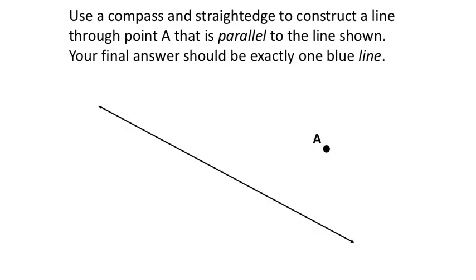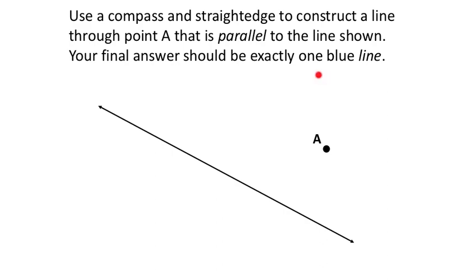Let's use a compass and straight edge to construct a line through point A that is parallel to the line shown. And again, we'll make that exactly one blue line. So I see this line, the parallel line should be something like this right here. All right, so what we're going to do is start with a ray that goes from point A, and it's just got to go through this other line right here. It doesn't really matter what angle you put it at.